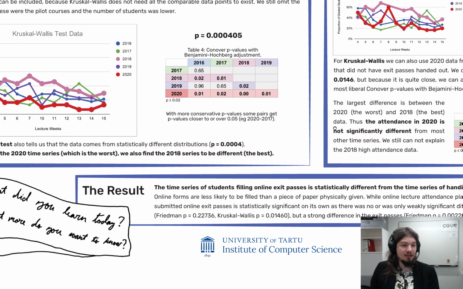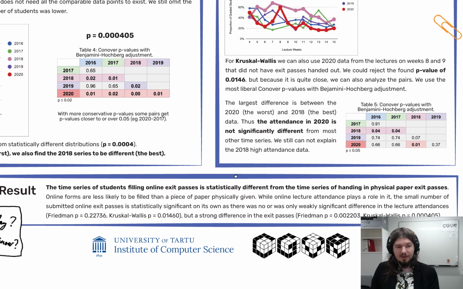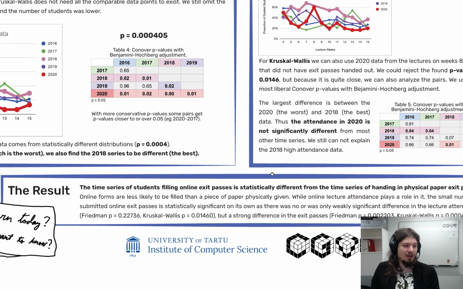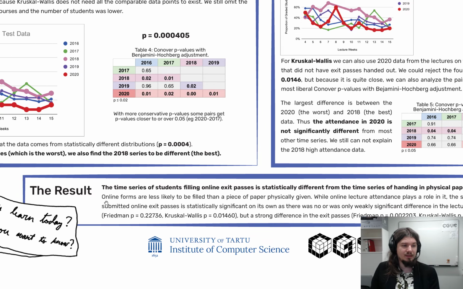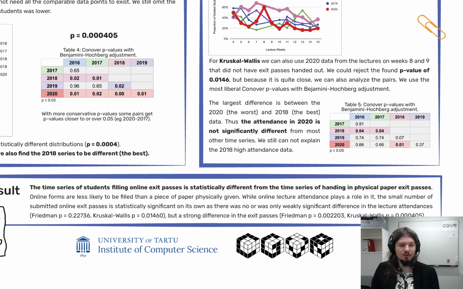And thus the result is that the time series of students filling online exit passes is statistically different from the time series of handing in physical paper exit passes. And clearly said, it means that online forms are less likely to be filled than a piece of paper that's physically given. And the attendance p-values were high and the exit passes p-values were low. So while the attendance does play a role, it does not explain the difference in the exit passes in this data.